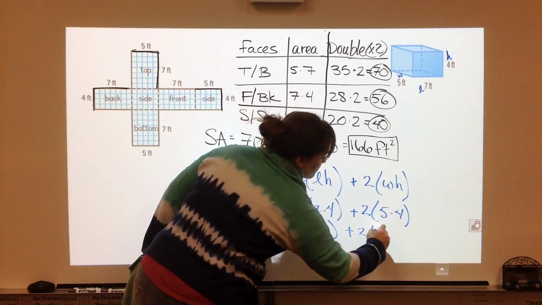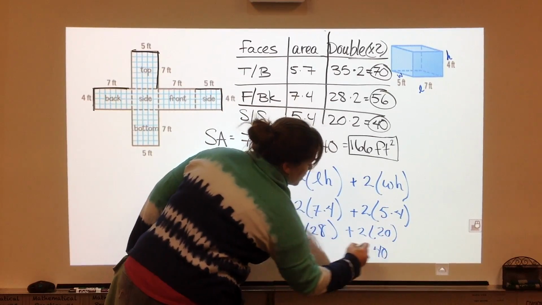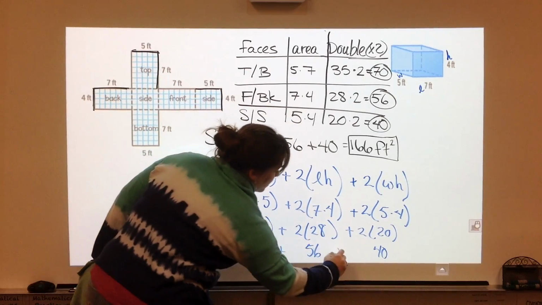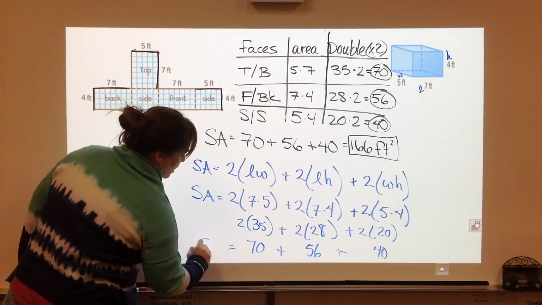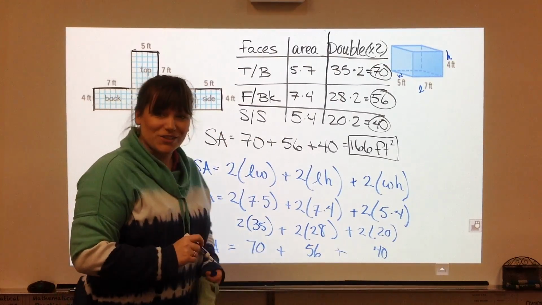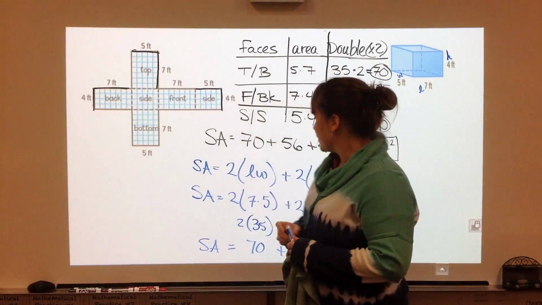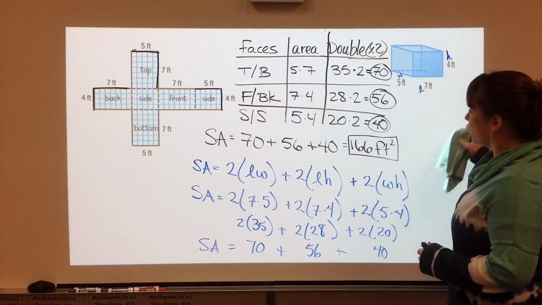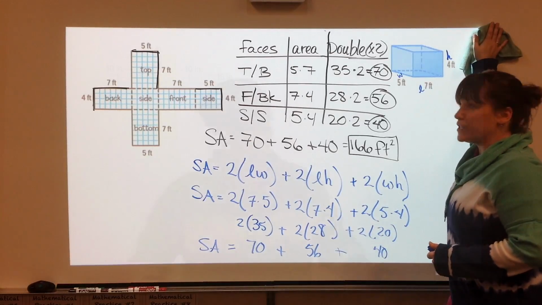Plus 2 times 20, I get the 40, and then the 56, and then the 70. Obviously, when I add all of those up, it will give me the same answer as 166 feet squared. Chart, formula, either one is perfectly good way to use for finding surface area.